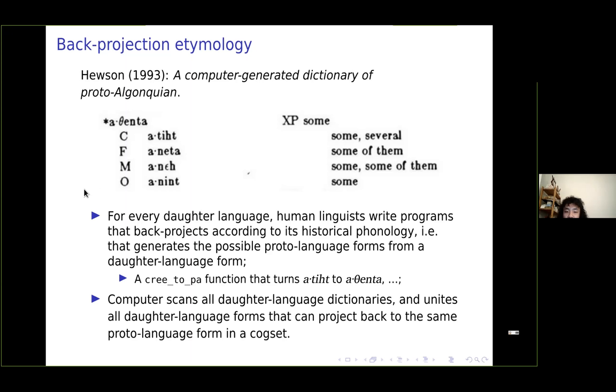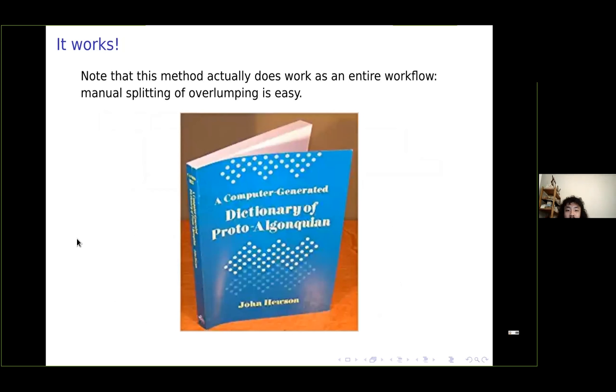And so what happens is that, since you know the historical phonology almost perfectly, you can write programs that back project. So what's back projection? It's a function that takes an actual daughter language form and produces the list of possible proto-language forms. Okay, you have a back projection, and so you can have the computer just go through all the daughter language dictionaries and unite them, see if this one can be reconciled with that one in terms of proto-language form. So from an engineering point of view, it has the unique distinction of actually working.